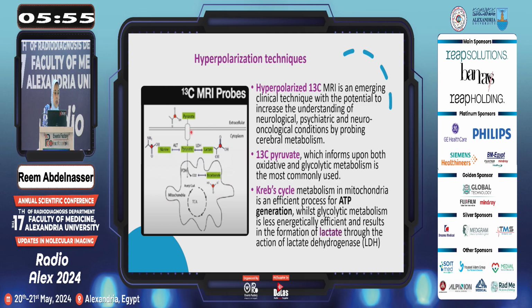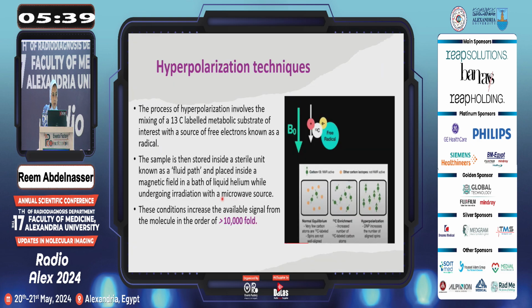Here is the carbon-13 pyruvate. It will take two pathways. Either it will be converted into lactate, and this occurs in the glycolytic metabolism, which commonly occurs in cancers, or it will enter the Krebs cycle in the mitochondria, and the end result will be bicarbonate.